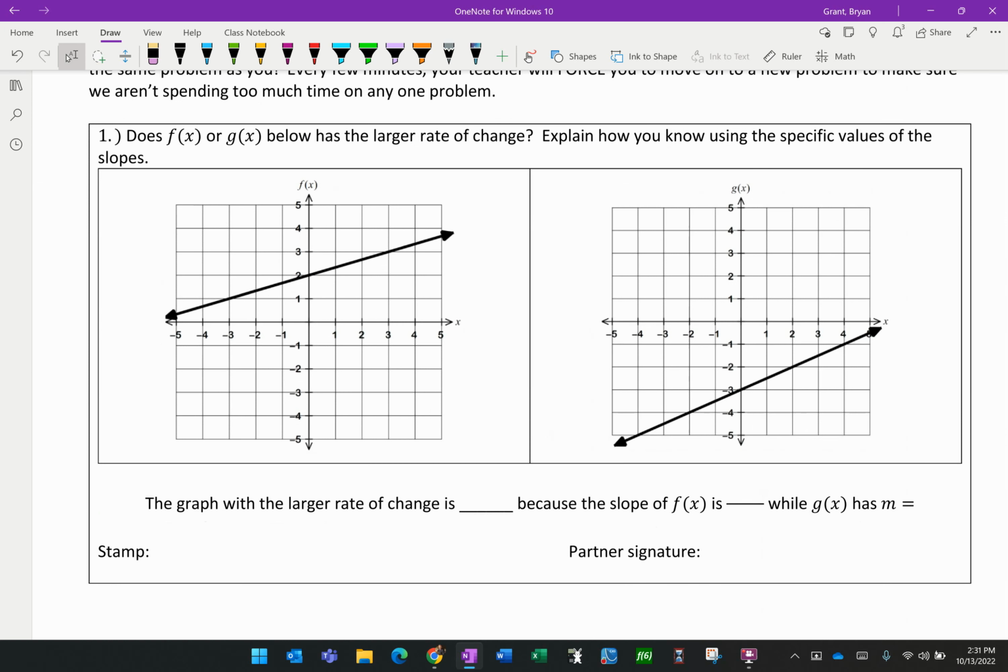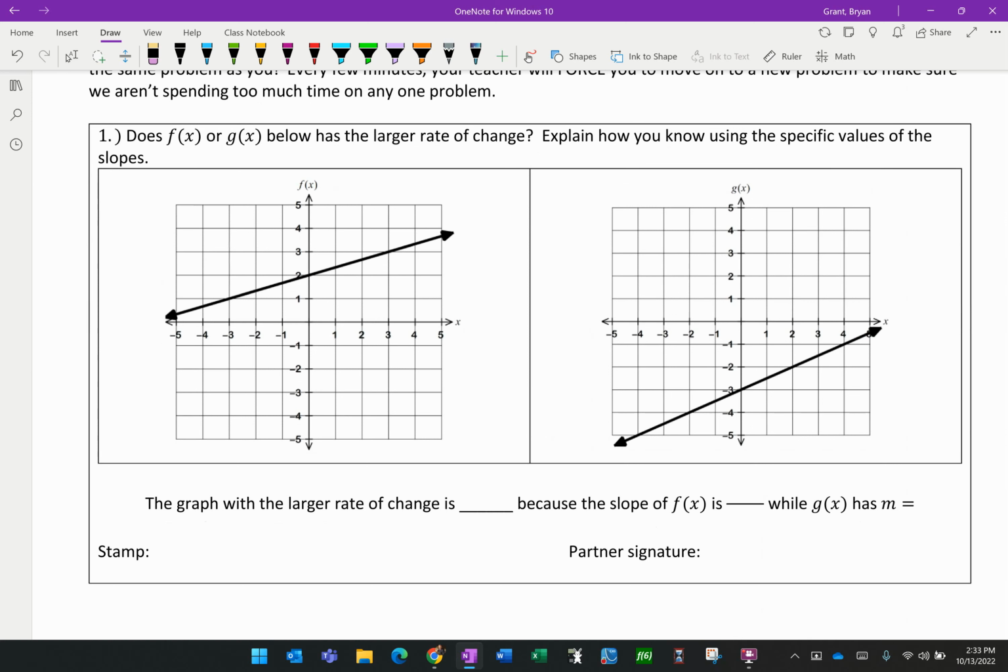Maybe take no more than I'd say 5 minutes on problem 1. Probably should only take you 1 or 2 minutes. And then unpause the video. Or if your teacher's pretty confident with math, check it with your teacher and then move on to find a new partner. Ready, set, go.